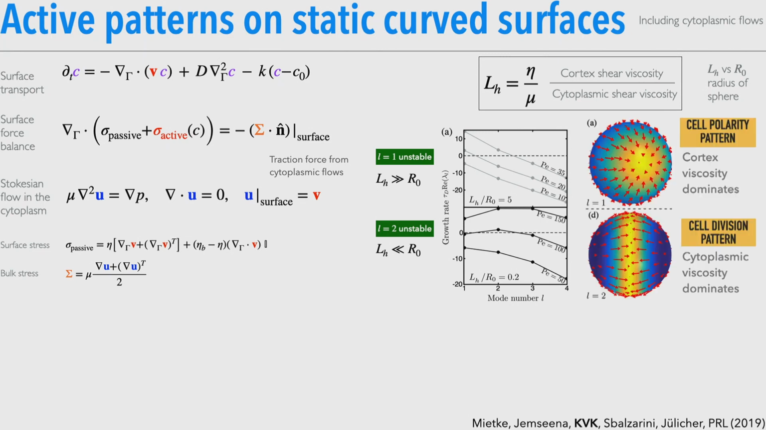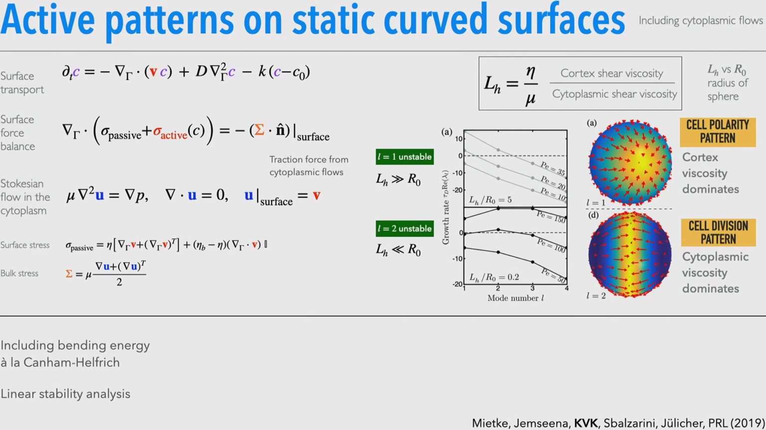In pictures, this translates to the following. An L equal to 1 instability gives you a polarity state, where a spot of myosin comes up. If you have an L equal to 2 instability, you get a ring of myosin. So if you get a ring, then perhaps if you make it deformable, you should be able to get cytokinesis.